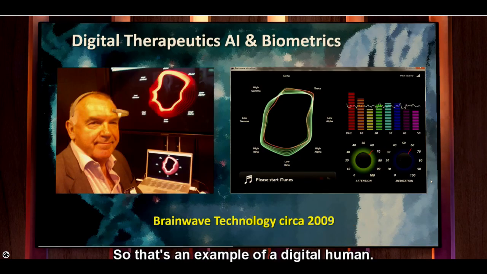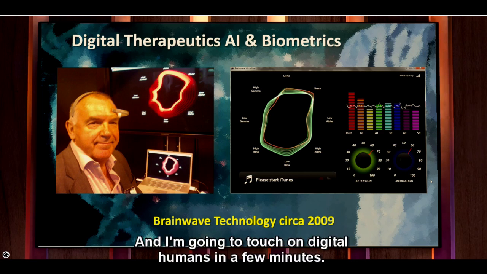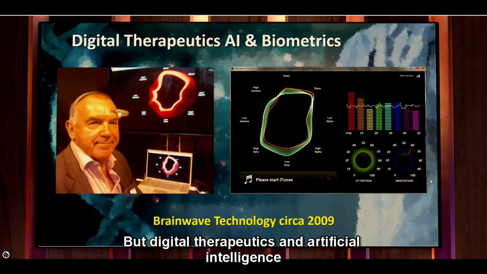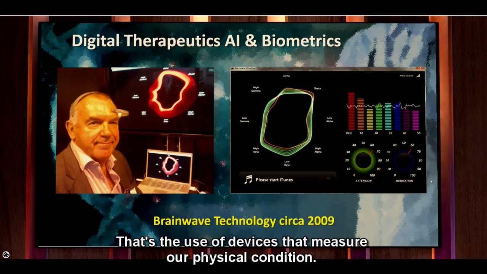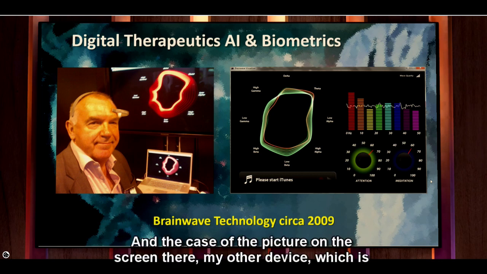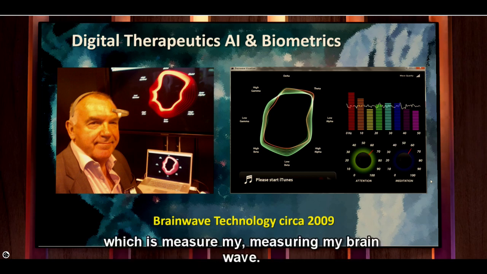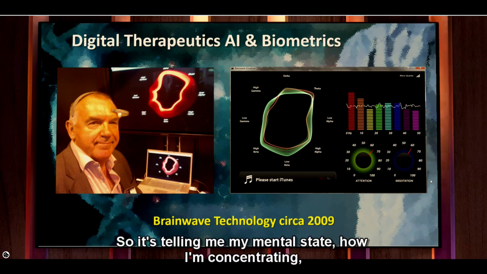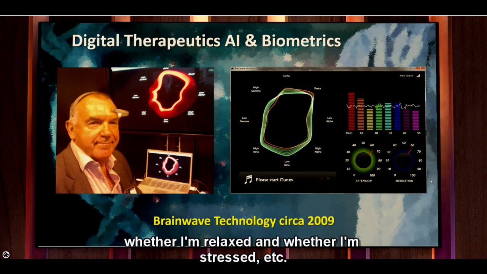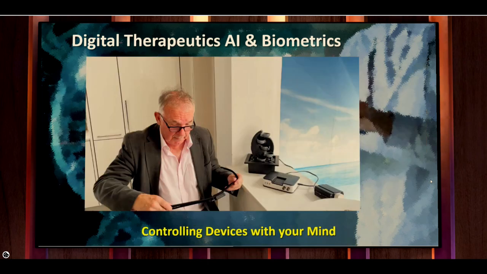So that's an example of a digital human, and I'm going to touch on digital humans in a few minutes, but digital therapeutics and artificial intelligence are likely to be very much enhanced by biometrics. That's the use of devices that measure our physical condition. In the picture on the screen, I have a device on my forehead which is measuring my brain waves. So it's telling me my mental state, how I'm concentrating, whether I'm relaxed and whether I'm stressed, etc.